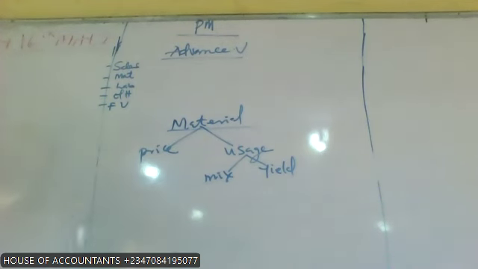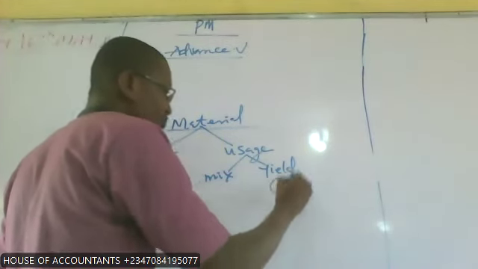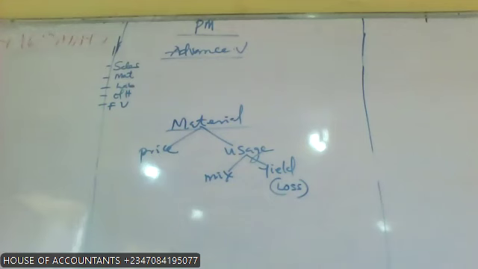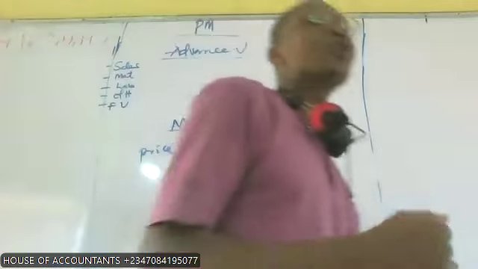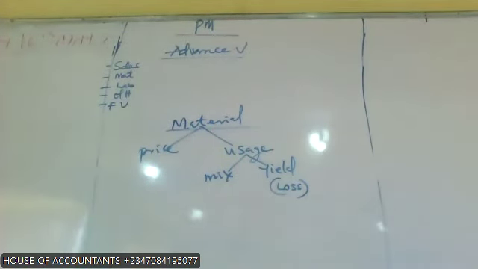And what you need to know about mix and yield is that anytime there is loss, maybe 5% loss, 3% loss, or whatever loss they mention, the loss is always on yield. It will not be on mix. The same thing for sales. It will always be on quantity, not on the mix. Are we good to go now? That is the end of material.